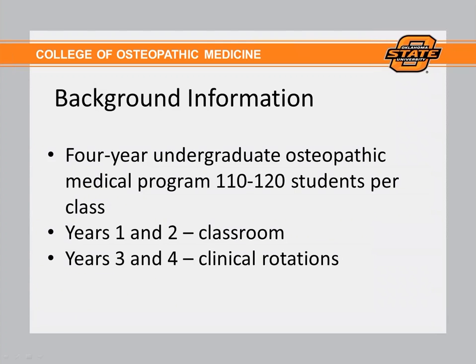So at OSU, we are an osteopathic school. We're a 4-year undergraduate medical program. We have about 110, 120, somewhere in there per class. Years 1 and 2 are just didactics. They're in the classroom, and it's a pretty standard lecture-based course. We have a systems curriculum. And then 3 and 4 are clinical rotations, those years.